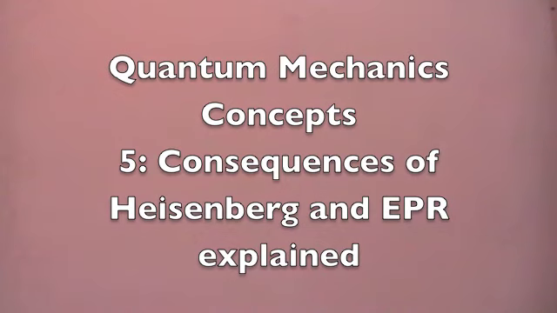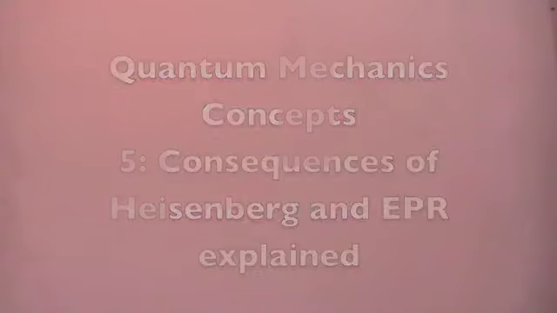Hello! Today we are continuing in our series on quantum mechanics concepts, and we're going to be looking firstly at the implications of Heisenberg's uncertainty principle, which we derived last time, and then we're going to look at the Einstein-Podolsky-Rosen experiment and deal with questions which I have been asked on many occasions about my actual video that I did on this subject.